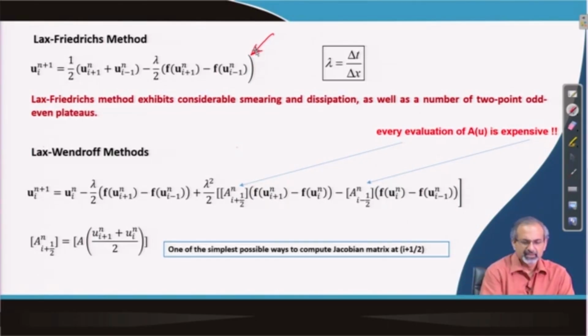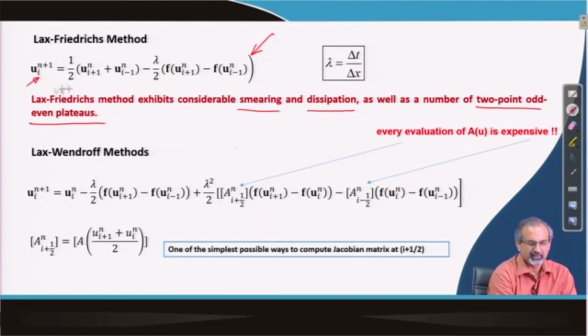Now, from our prior experience we know it exhibits considerable smearing and dissipation. That is one property. The other is that it has 2-point odd-even plateaus. This is because of the decoupling issue, and as you can understand from the stencil itself, it is clear that you have i plus 1 and i minus 1 influencing i, and that is where this whole problem arises. And then you have the issue of large amount of dissipation because of the first order accuracy.